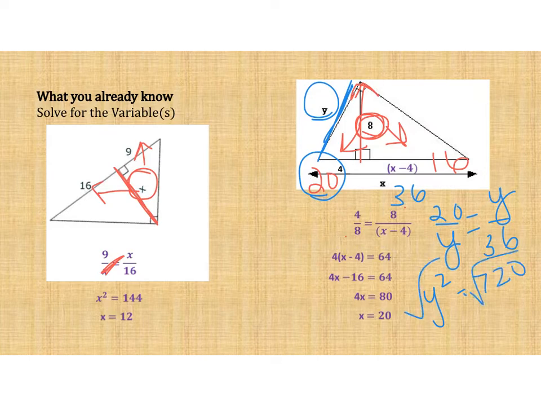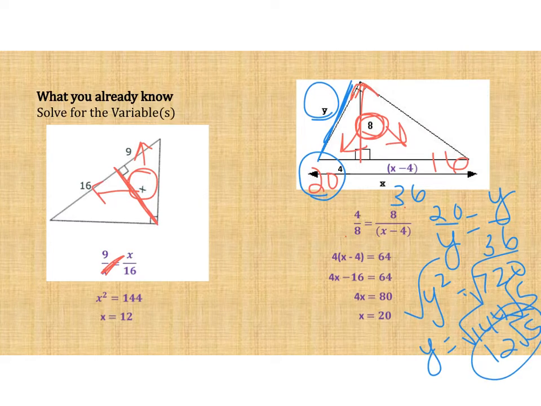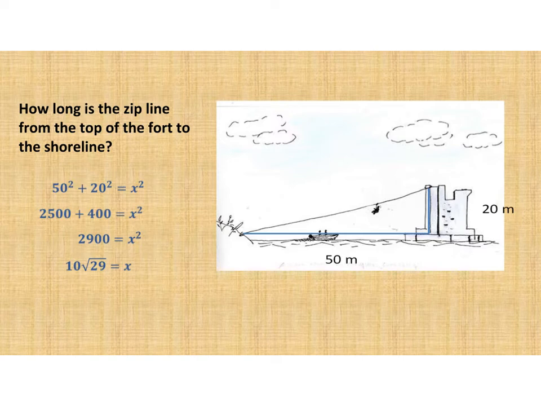720. Okay? So what you're going to do is see what's the perfect square that goes into 720. So I have 36, let's see, 144 I would say. 720 divided by 144 is 5. So y is the root of 144 times root 5, which is 12 root 5. Oh my goodness. So you remember how to do that. Now let's go to the next slide.